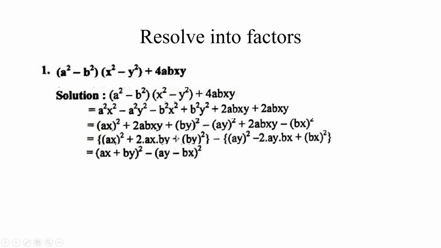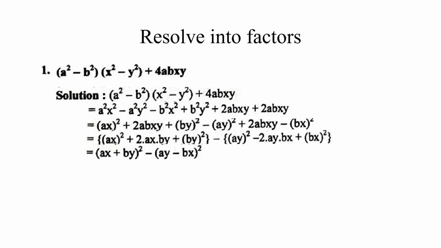So from this first bracket part, you will get (ax + by) whole square using the formula (a + b)² = a² + 2ab + b², and from this second bracket portion you will get (ay − bx) whole square using the formula (a − b)² = a² − 2ab + b². Now (ax + by)² minus (ay − bx)².